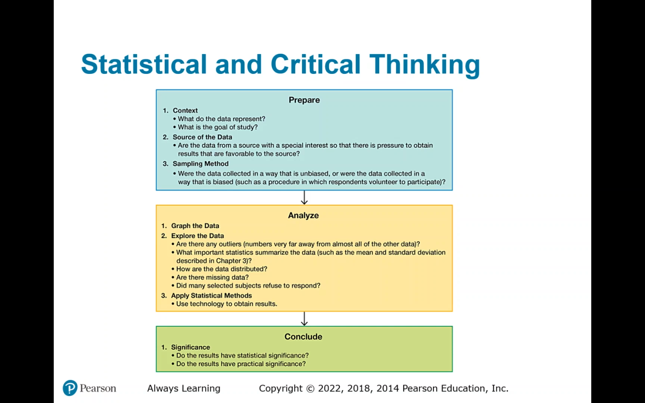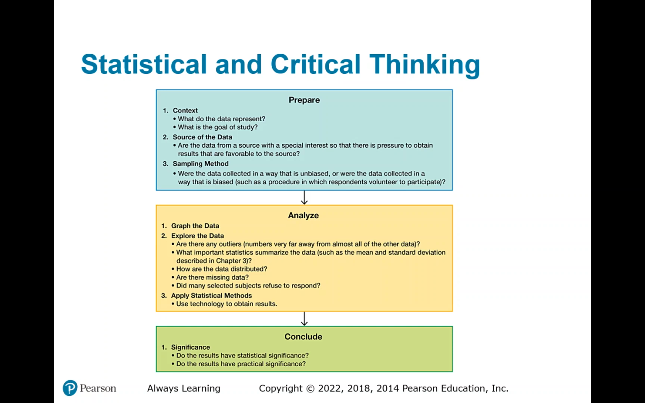When we look at the source of the data, we want to explore whether the data is from a source that might have a special interest, so there's pressure to obtain results that are favorable to the source. And then with the sampling method, it's important to look at how the data was collected. Is it unbiased or is it biased, like in a procedure where respondents volunteer to participate?